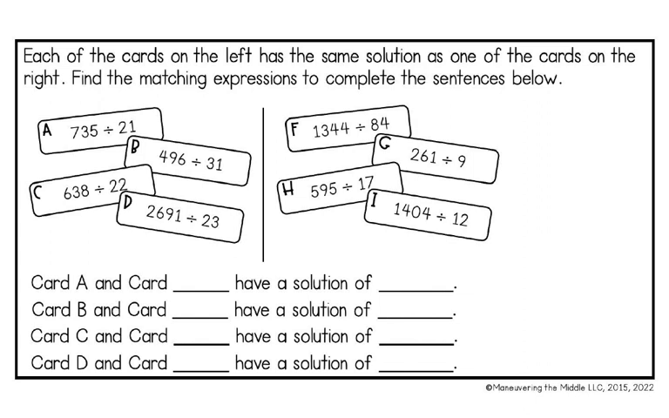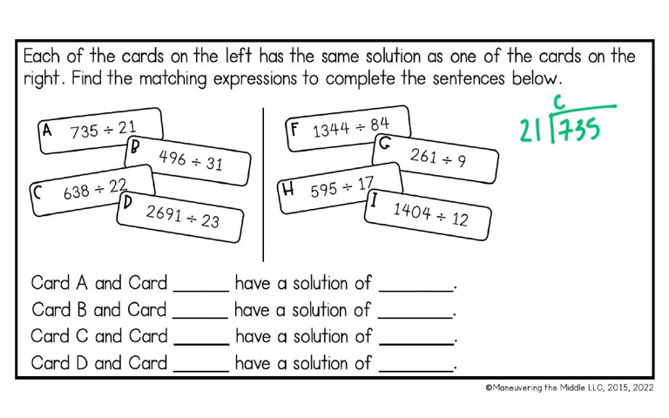Each of the cards on the left has the same solution as one of the cards on the right. Find the matching expressions to complete the sentences below. So we're going to do these in order. We are going to start with A, which is 735 divided by 21. So 21 goes on the outside, 735 goes on the inside.